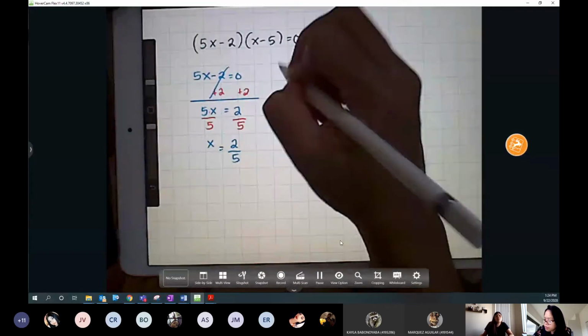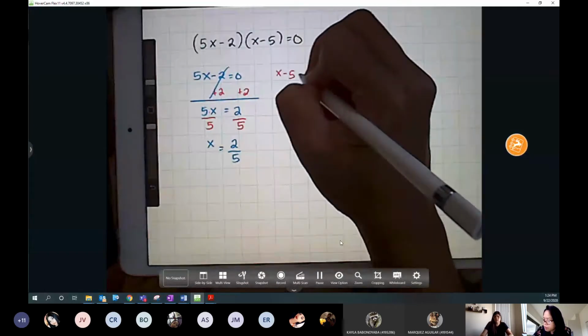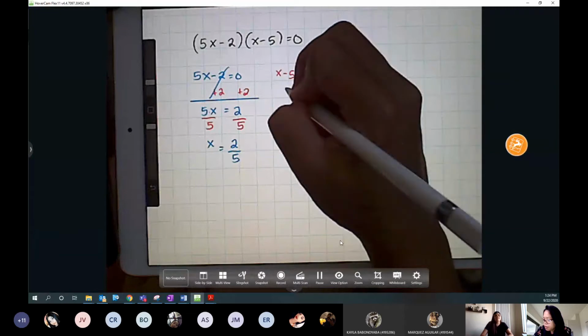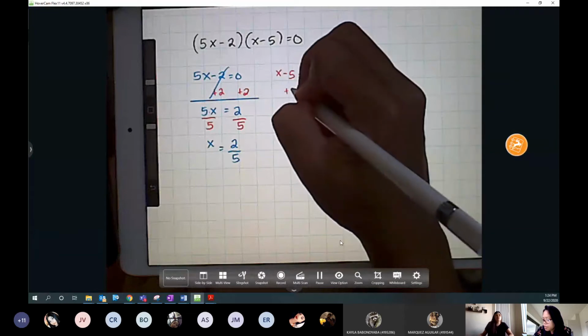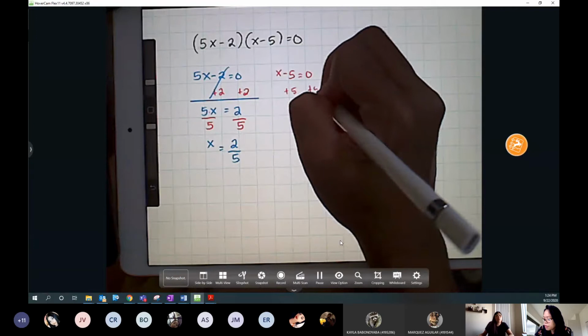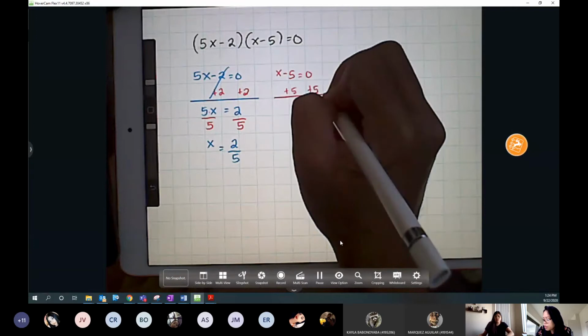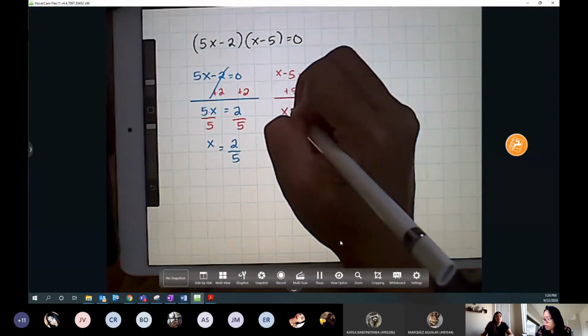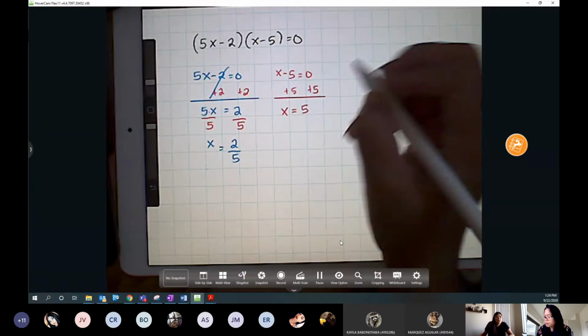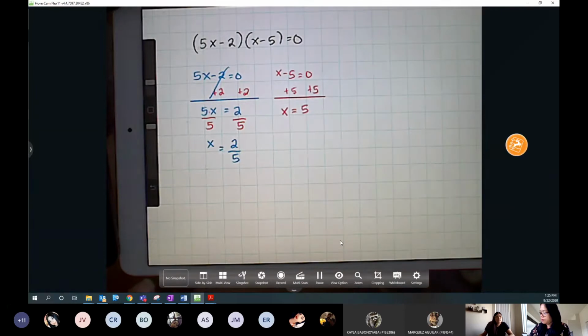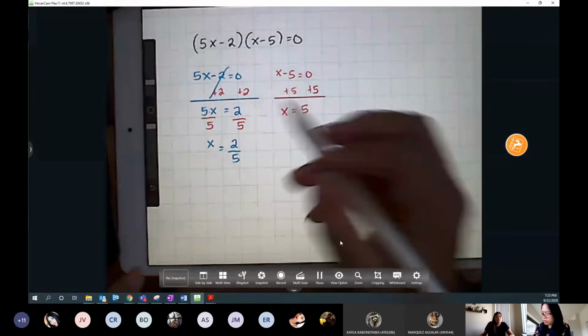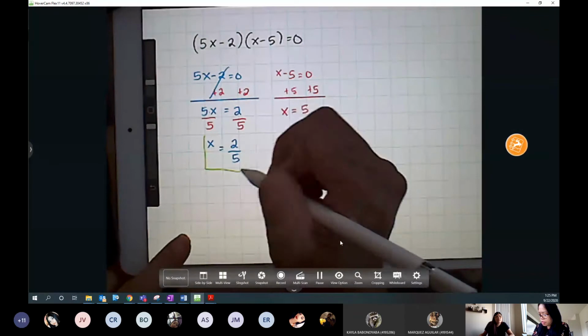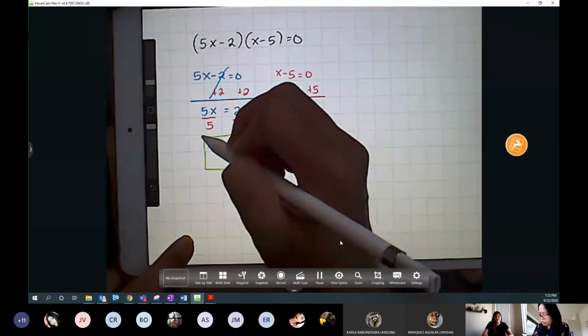Okay, and x minus 5 is very easy because we only have to remove minus 5, and the opposite of subtracting 5 is adding 5. So our other x-intercept is positive 5. Okay, we have a fraction and then a whole number.